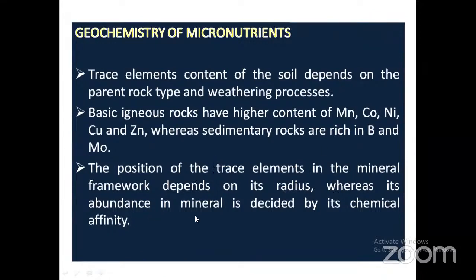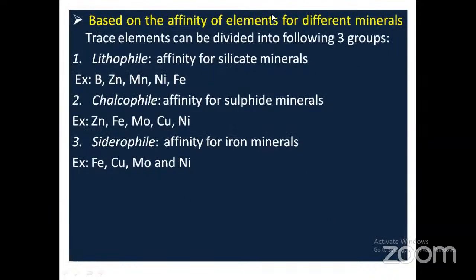whereas its abundance in the mineral is decided by its chemical affinity. The element which is having more affinity, means if it is more reactive, then it will be more abundant in a particular mineral. So the position of the trace element depends on its radius, and its abundance depends on the chemical affinity. More affinity it is having, more will be the particular element in the mineral. And based on the affinity of the elements for the different minerals, trace elements are divided into 3 groups. So it is deciding the abundance of the minerals, right? So based on the affinity, we have 3 groups.